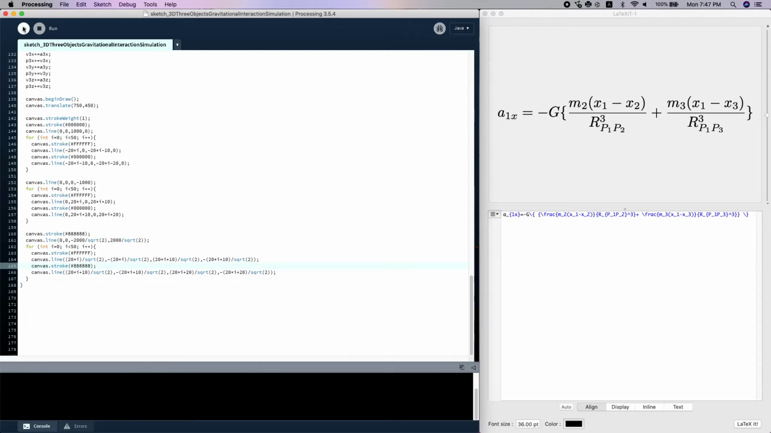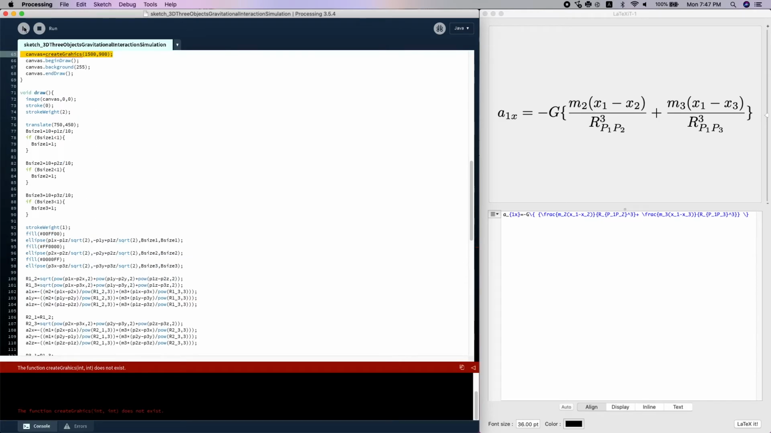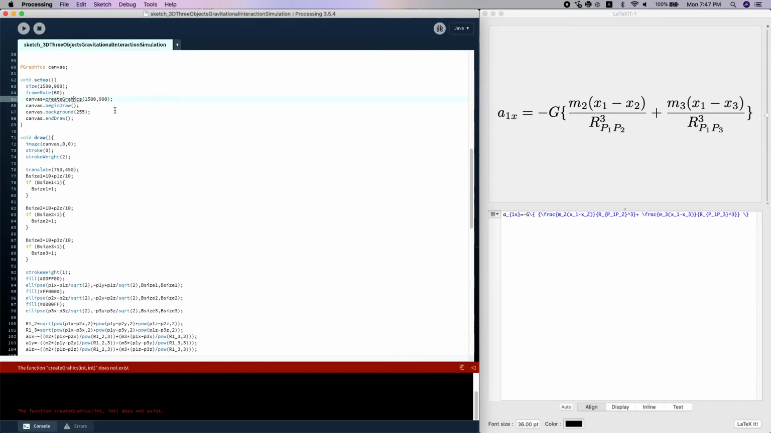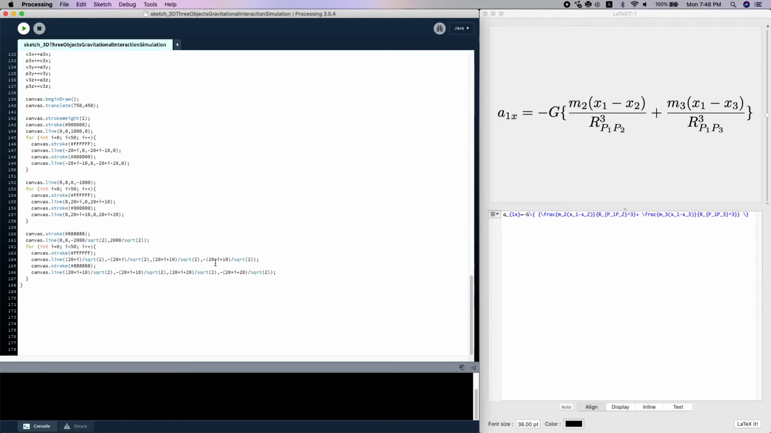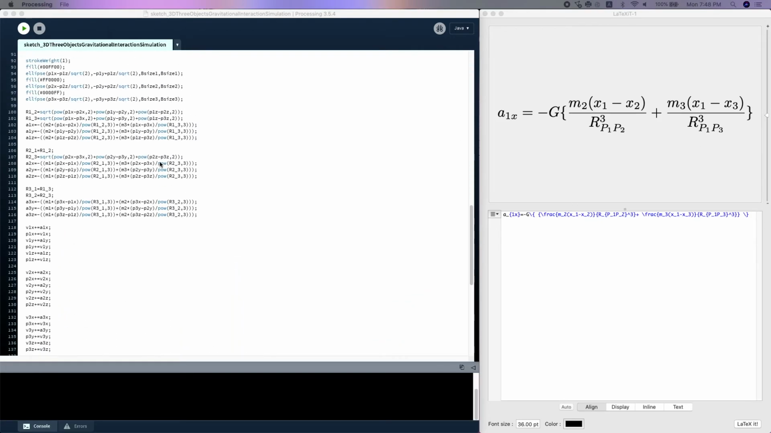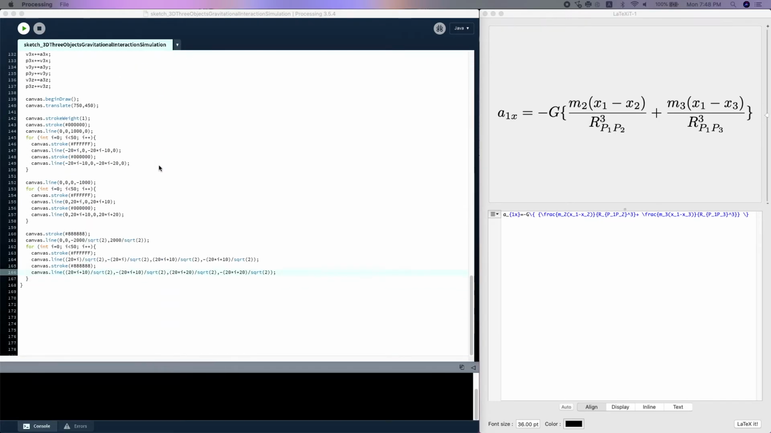Let's just see if that is working. Yeah, there's a typo here. Okay. Wait, let's just finish doing and then see if it works or not.